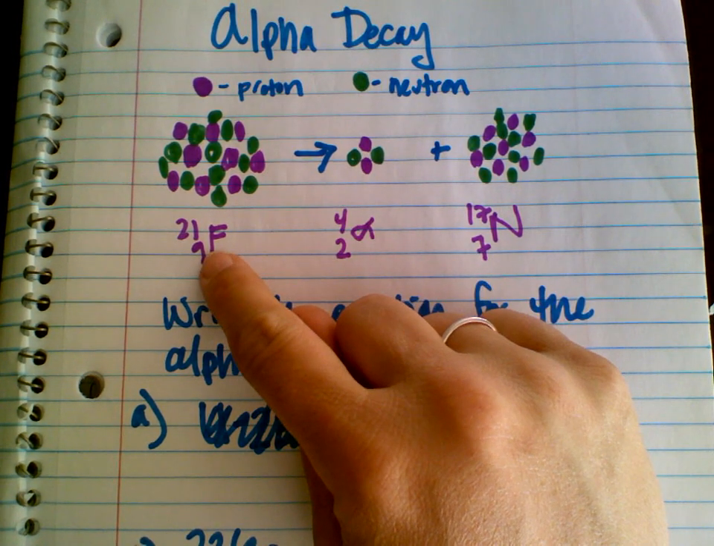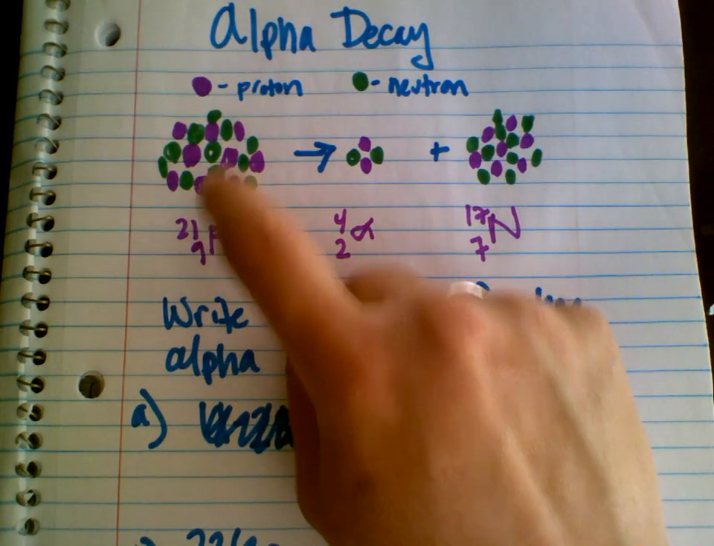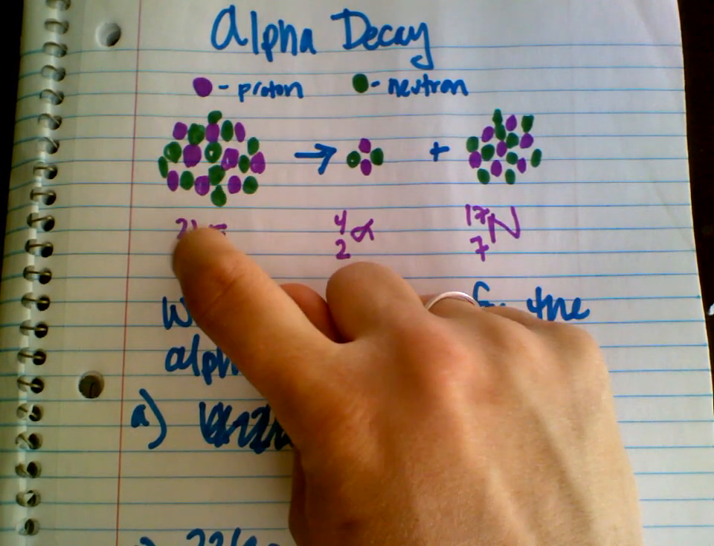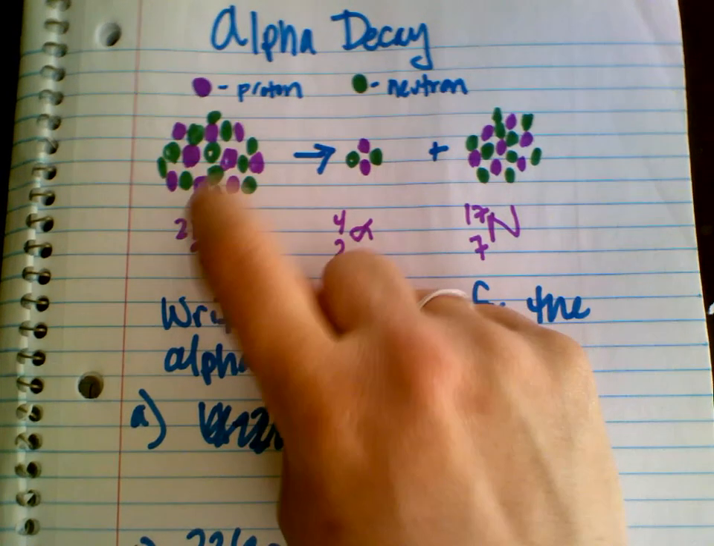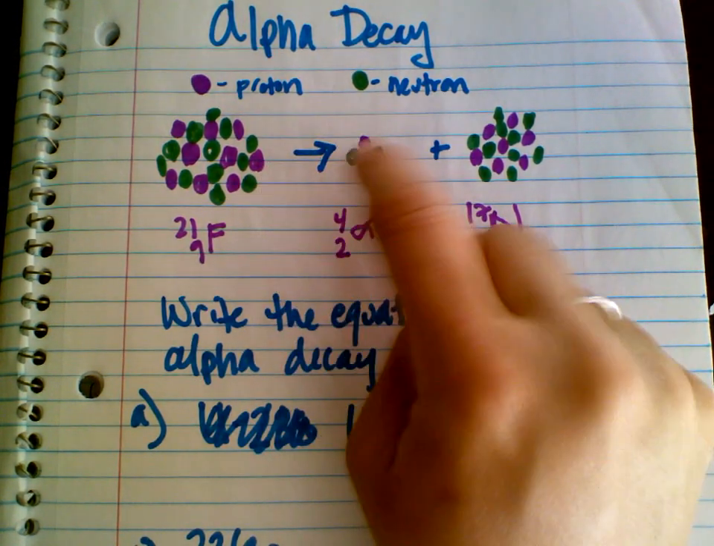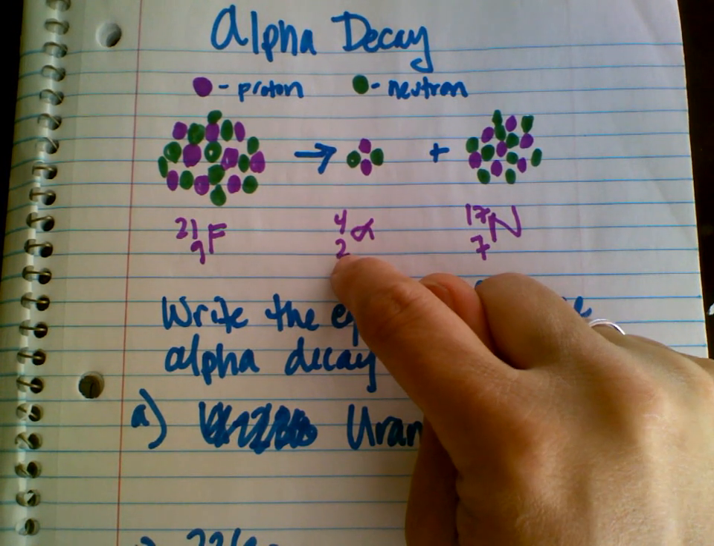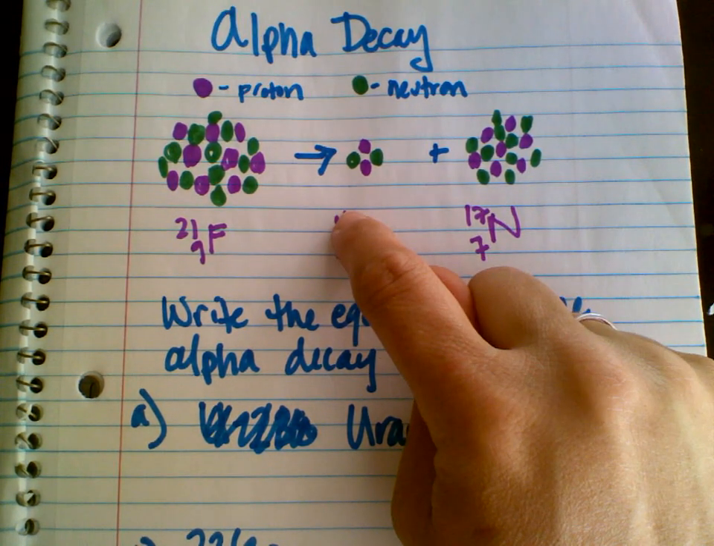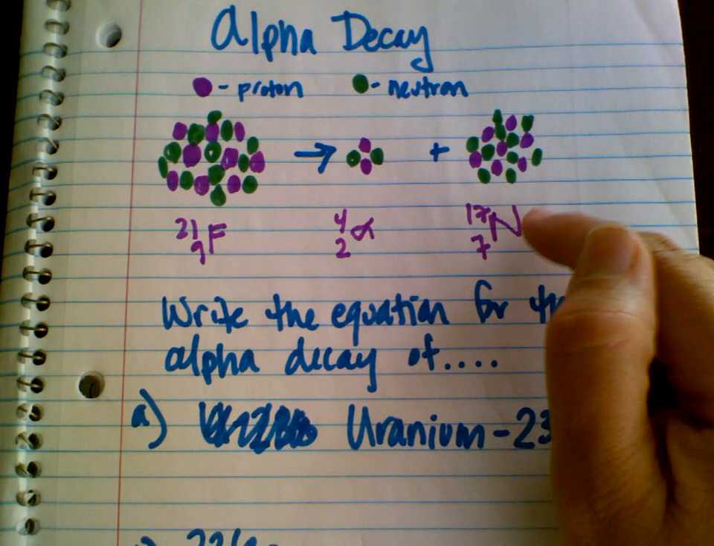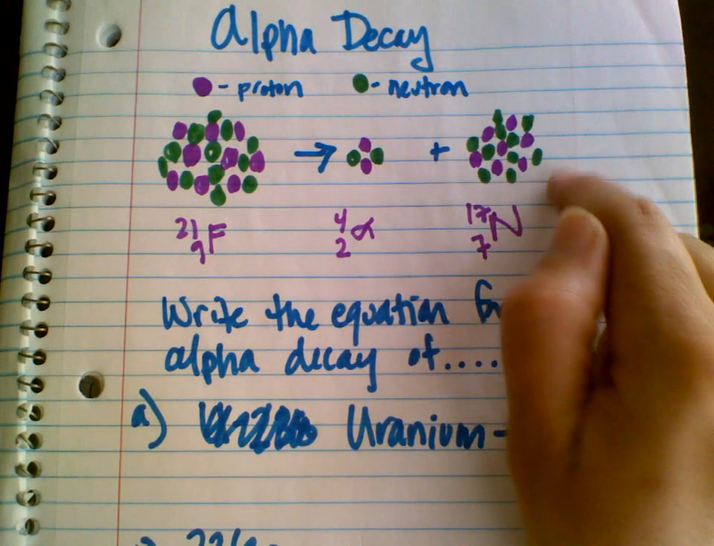So here I've drawn fluorine-21. It has 9 protons and 12 neutrons, which makes it have a total mass of 21. Then it's undergoing alpha decay, so it's going to lose an alpha particle that has 2 protons and 2 neutrons, which gives it an atomic number of 2 and a mass of 4. And so what's left over is nitrogen, where I just have all the leftover dots.